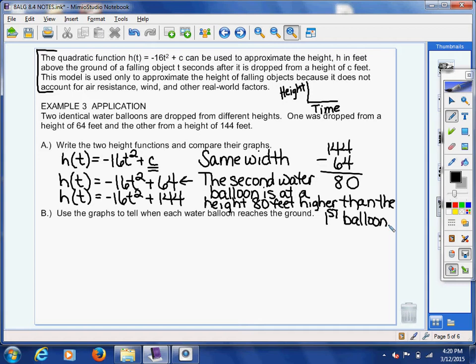All right, so we compared the widths, we compared the heights, the vertical translation. Now we're going to use the graphs to tell when each water balloon reaches the ground, okay? Now this is where it's going to get really, really super fun. You're going to need your graphing calculator. I'm going to switch over to the camera now.